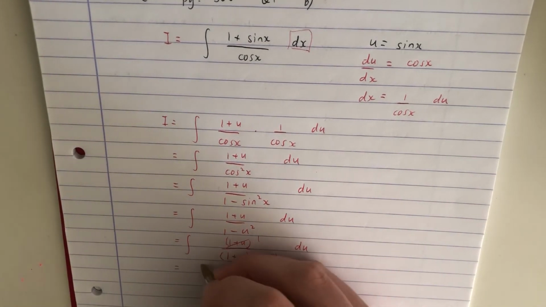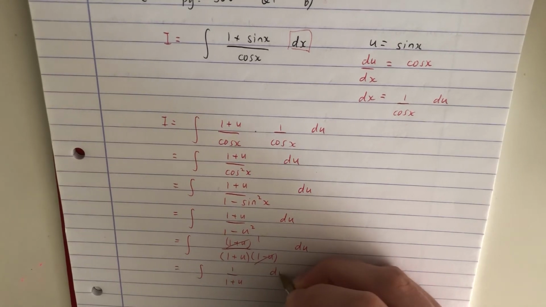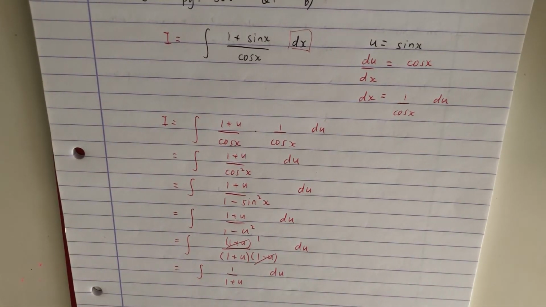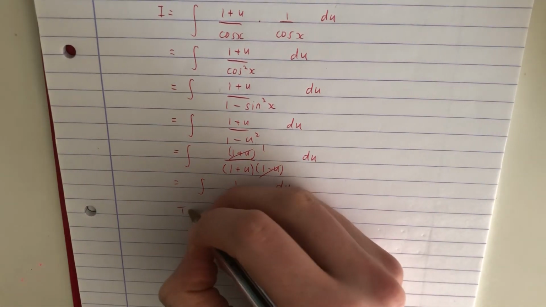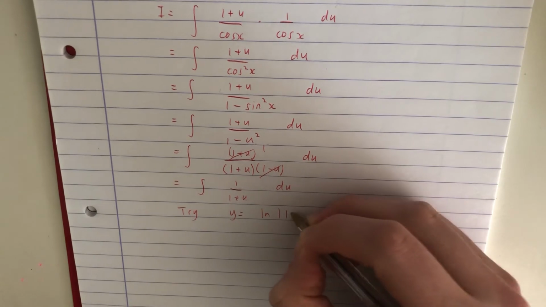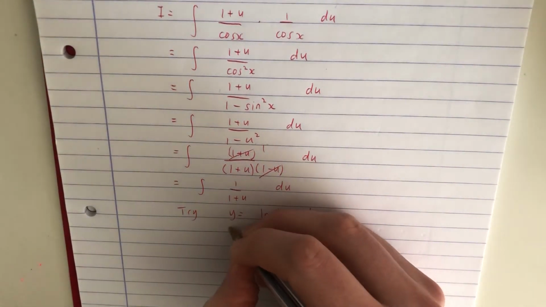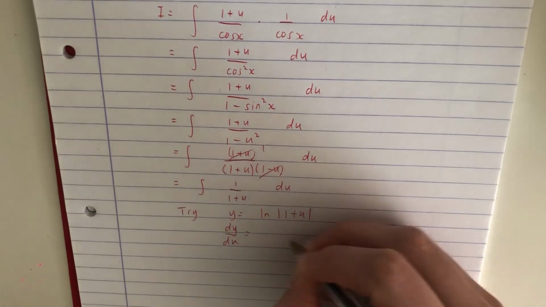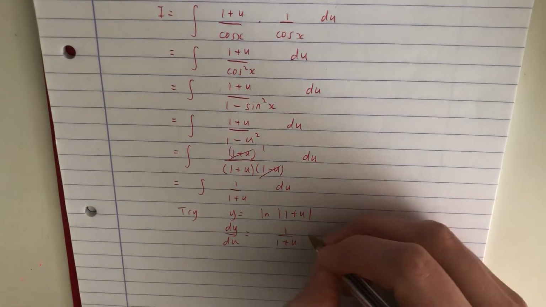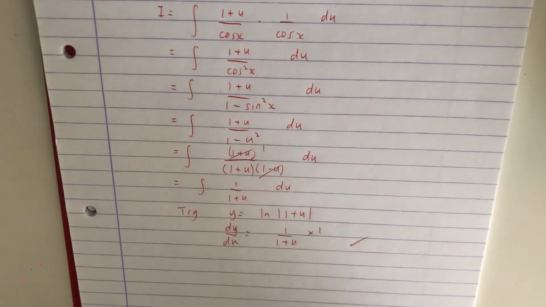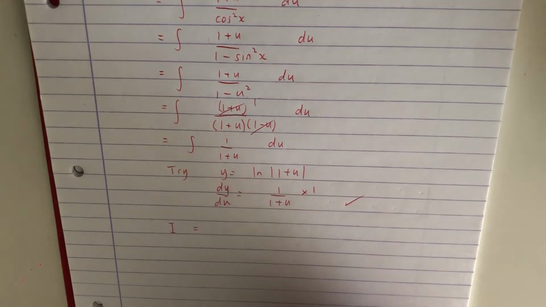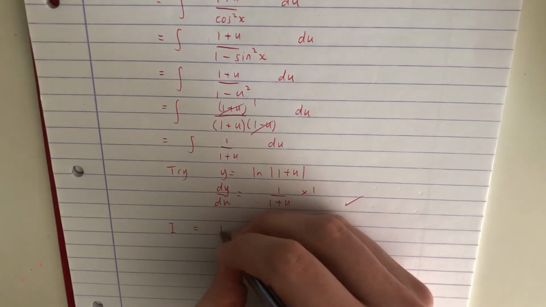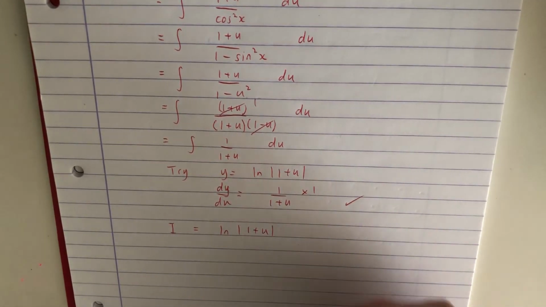And then finally, you've got something which is easy to integrate. Okay, you should know what 1 over 1 plus u integrates to, or at least have a good guess. My guess would be ln(1 + u). And if you did dy by du, it would go to 1 over 1 plus u times 1. So that is a perfect guess. So I would be equal to, the guess was ln(1 + u) + c.